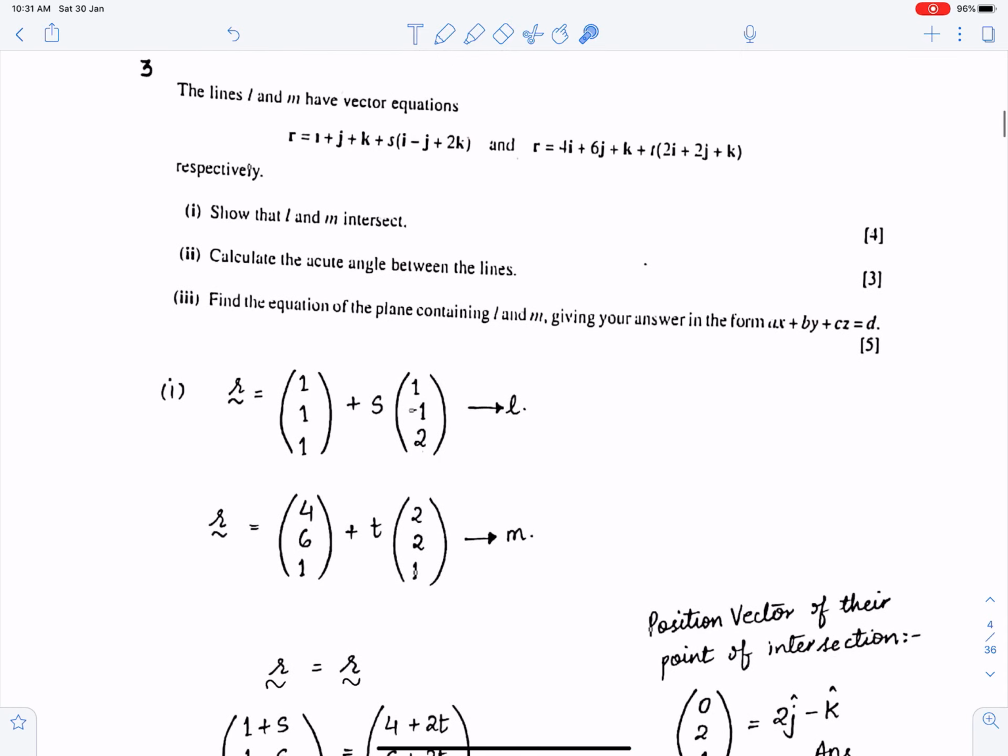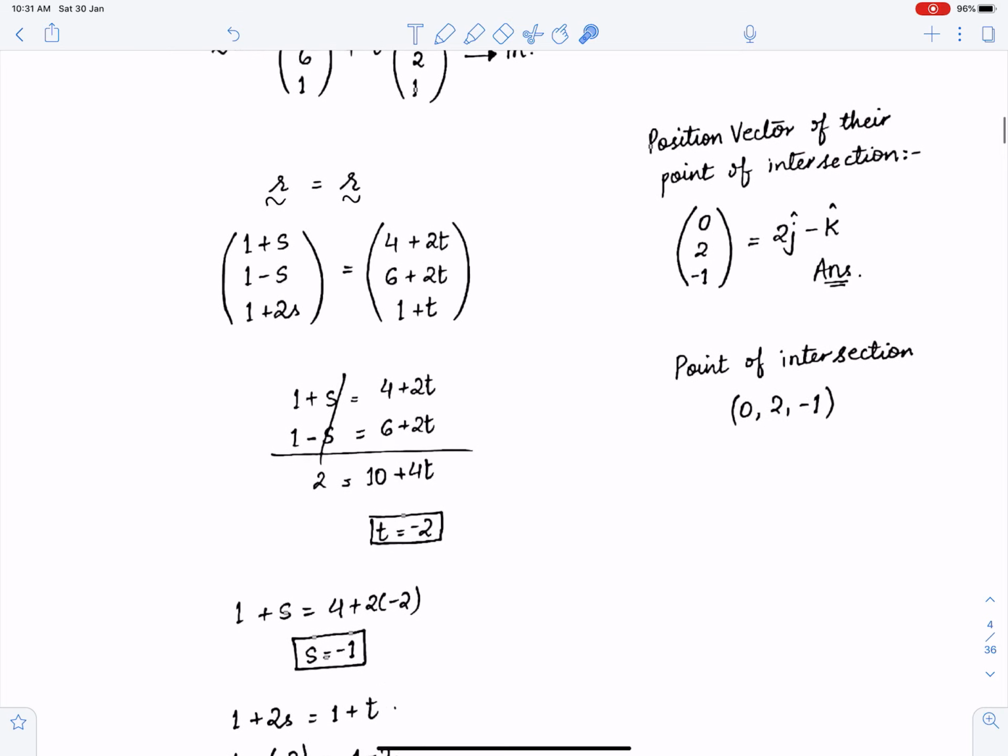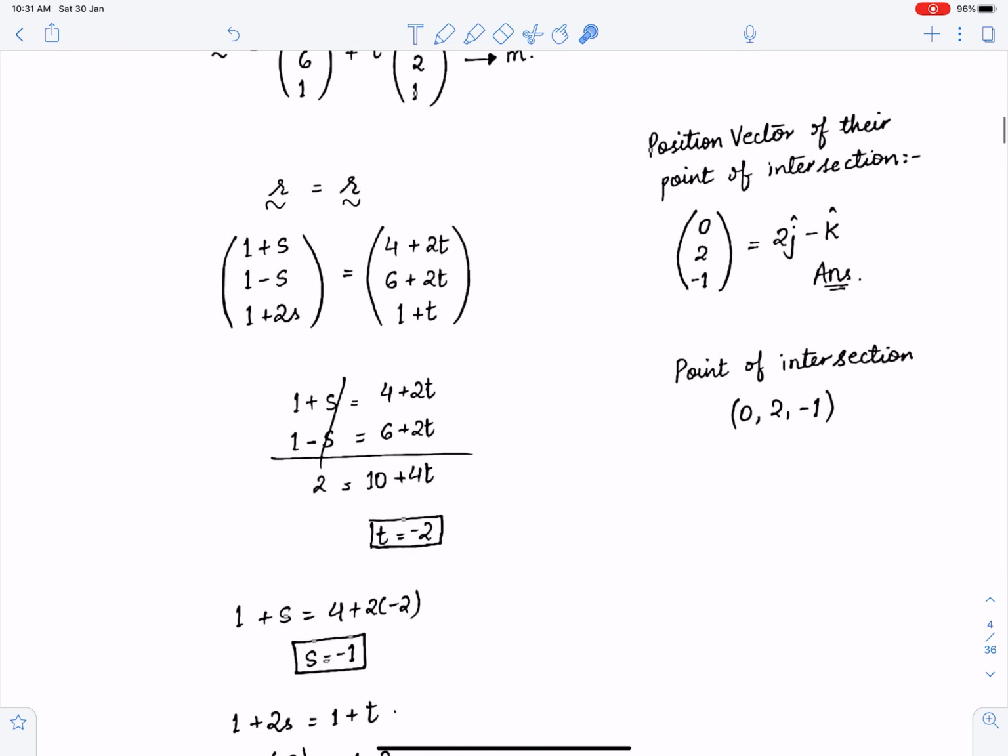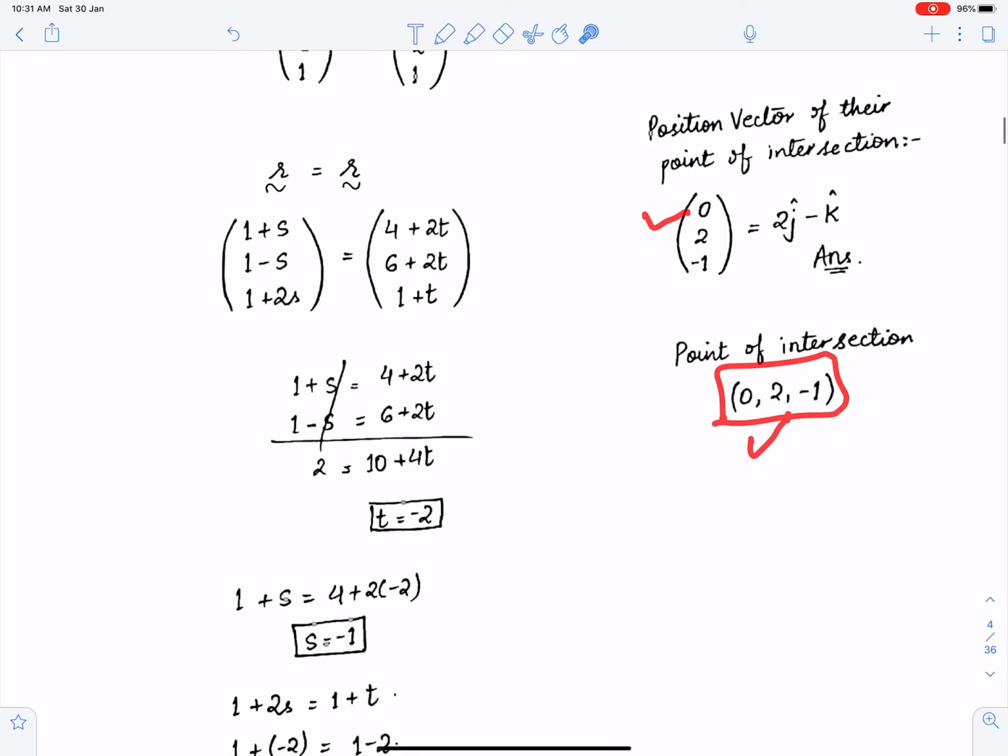Now for the position vector, if they ask find the position vector of their point of intersection, then this is the equation A. You need to substitute either S here or T here. So by substituting S as minus 1 here, we have this position vector. This will become 0, this will become 2, and this will become minus 1. This is the position vector of their point of intersection, and this is the point of intersection. If the question is find the coordinates of the point of intersection, then give this answer. If they ask find the position vector of their point of intersection, then give this answer or this answer.